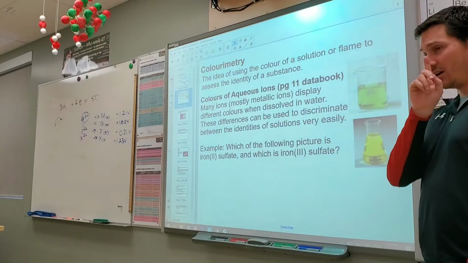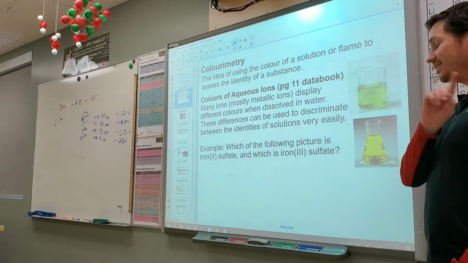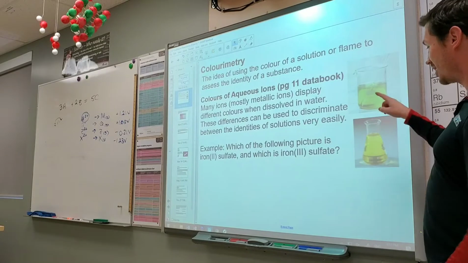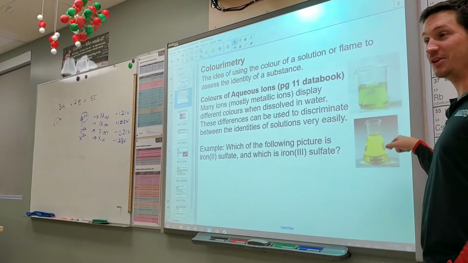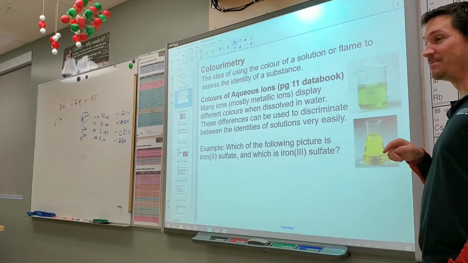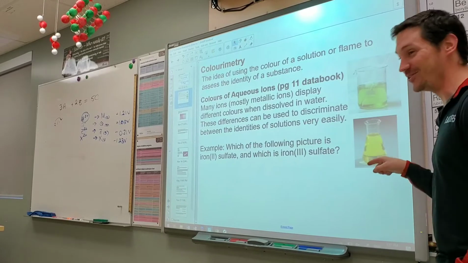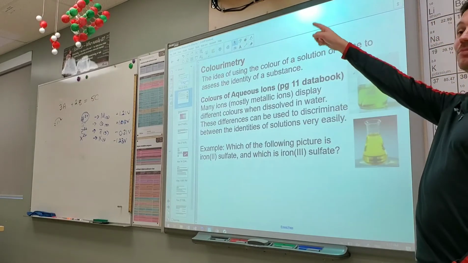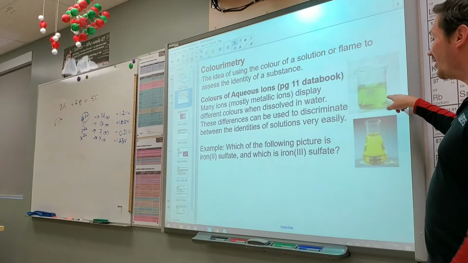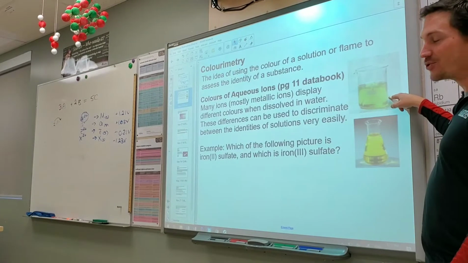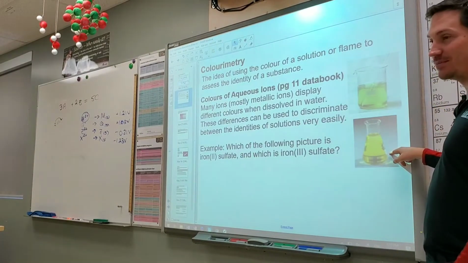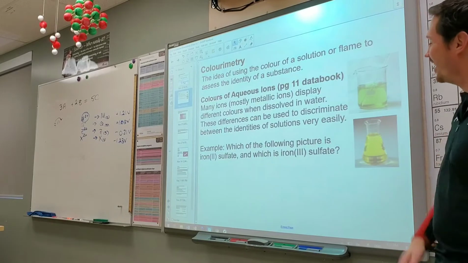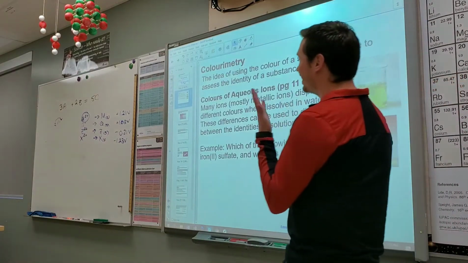Now, I didn't expect these 2 substances to look so similar on the smartboard. They're not supposed to look this close. I think there's just a really crummy bulb in here. Okay, what color is this supposed to be? Green. Green, yeah. What color is this supposed to be? Yellow, okay. So that's my bad, whatever.